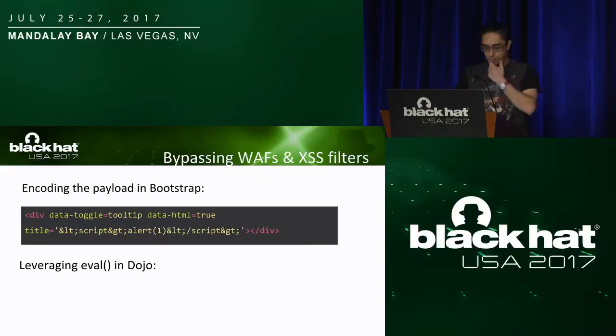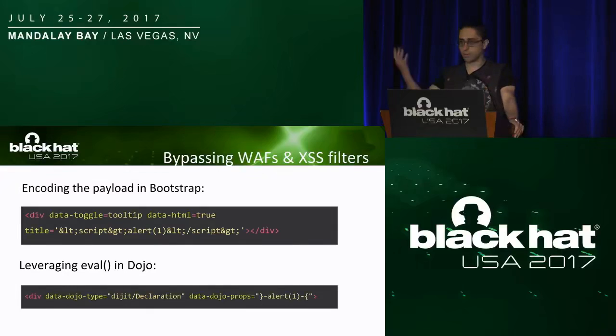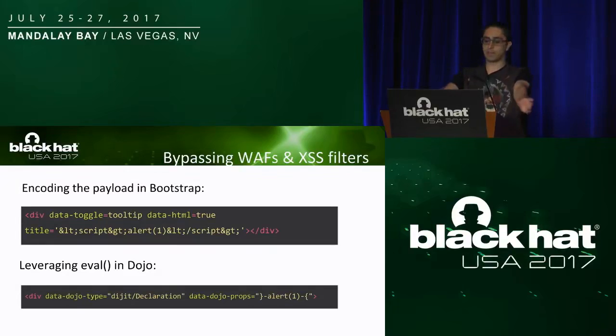Or a similar example in Dojo Toolkit. It's also some kind of UI component library. What Dojo does is it takes the value of the data-dojo-props attribute, concatenates it with some strings, and then passes it to the eval function, which is everything that we need in order to bypass the web application firewalls and XSS filters, because for the XSS filter, I don't actually see the JavaScript code, right? If I were an XSS filter.